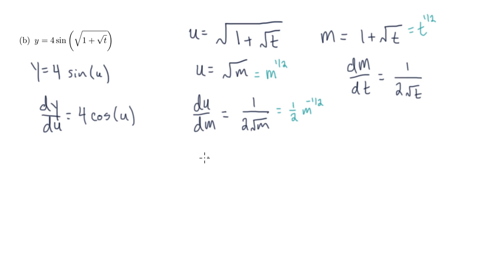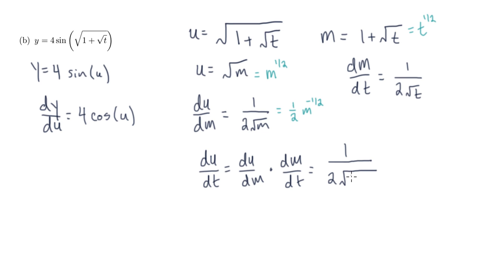Okay, so then du/dt is going to be du/dm times dm/dt, which is 1 over 2 square root of m, but m is 1 plus root t, and then times dm/dt, which is 1 over 2 square root of t. That's what du/dt is. Now we can finally go back and figure out what dy/dt is.